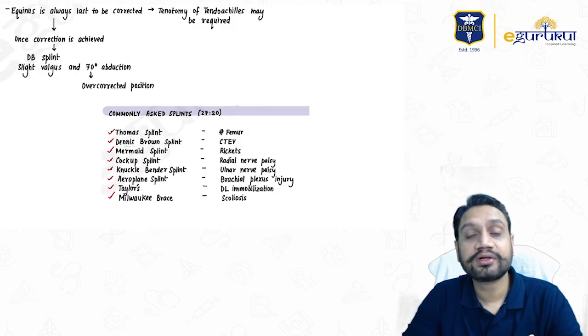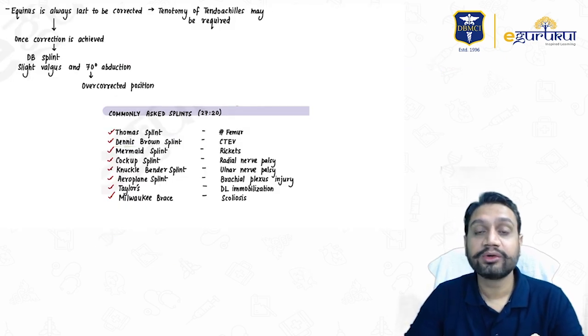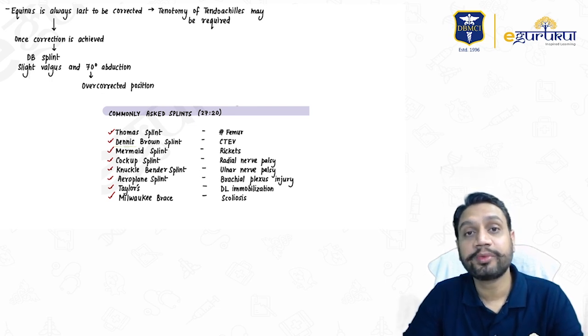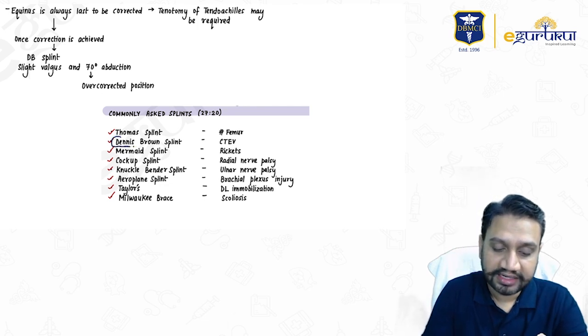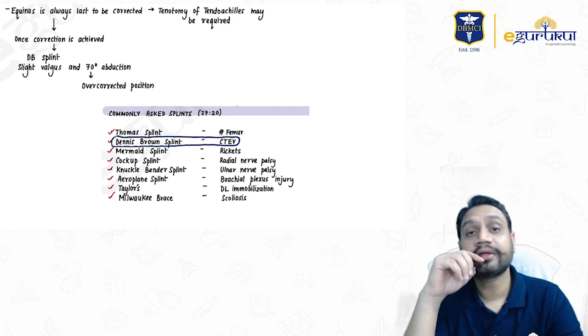This is the snapshot from the e-Gurukul notes, which is almost 90 to 95% a copy of the e-Gurukul videos only. Here you can see, we have very clearly mentioned in the splint topic also that the Denis Browne splint is used for CTEV, right?